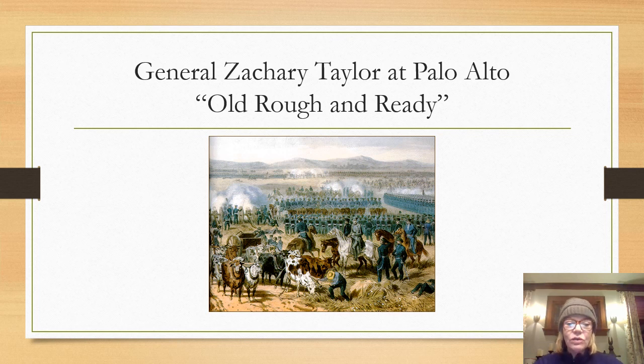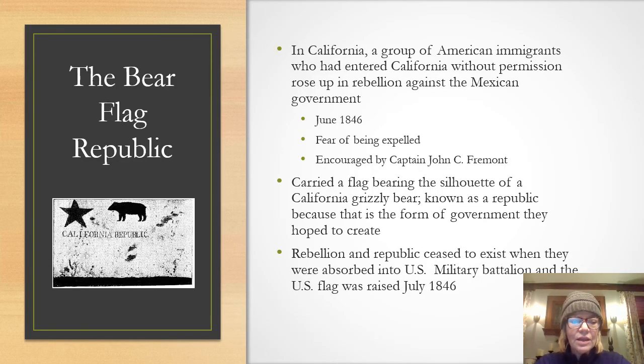All right, so there's a couple of people that you need to be aware of. This is Zachary Taylor. He was referred to as Old Rough and Ready, right? This is him at Palo Alto, that conflict that occurred there that started the war. And then this right here is the Bear Flag Republic. This is the flag that they had. This was the inspiration for the flag that California has now, right?